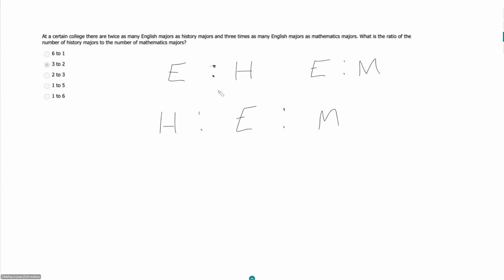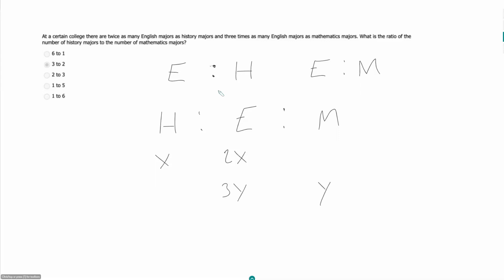And so we know there are twice as many English majors as history majors. So that means if I have X history majors, then I have 2X English majors. And now here, this is a separate ratio, remember. Three times as many English majors as mathematics majors. So because this is a separate ratio, we cannot assume it has the same multiplier as this one here. So we'll say that means if I have Y mathematics majors, I must have 3Y English majors.